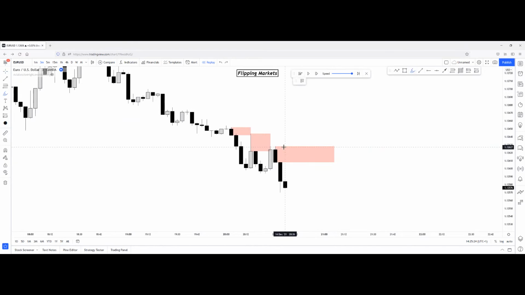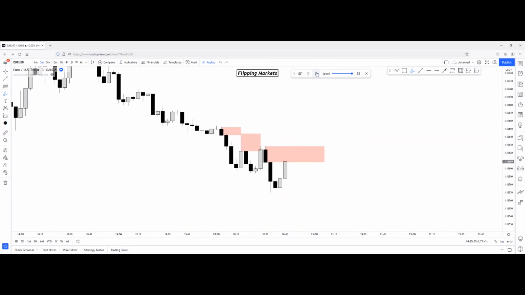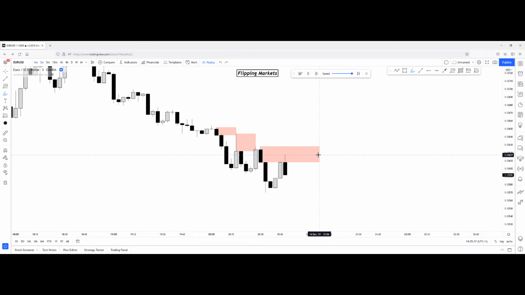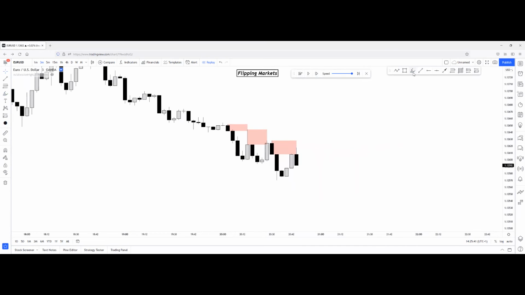This supply zone will stay unmitigated unless price comes back up and taps into this zone, so it will collect the orders and it will become mitigated from unmitigated. Okay, let's see what happens. As you can see, price mitigated the zone again, collected the orders, so this became mitigated. And this will go on and on and on. This is a supply chain, and this is a mitigation.